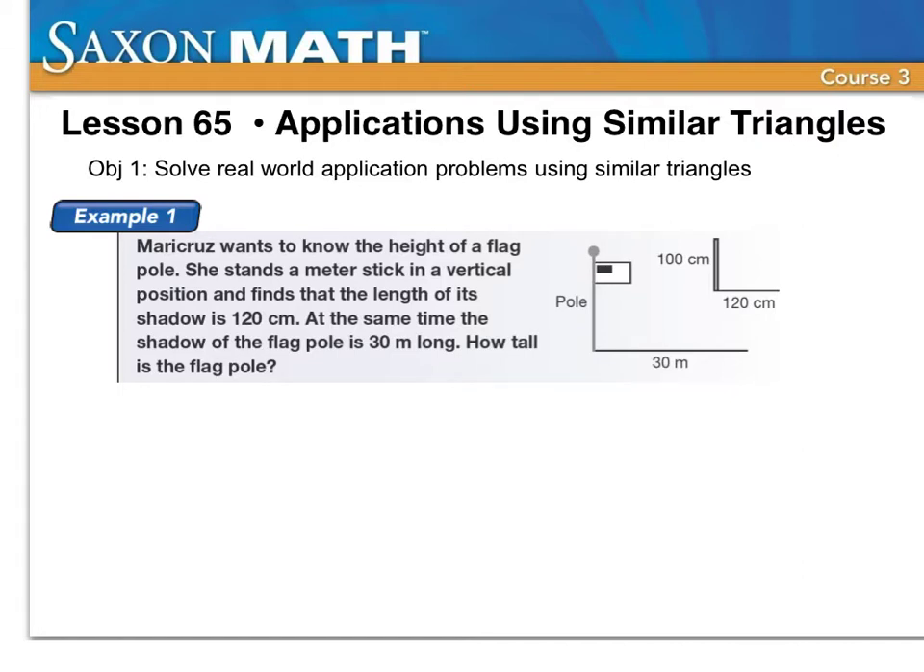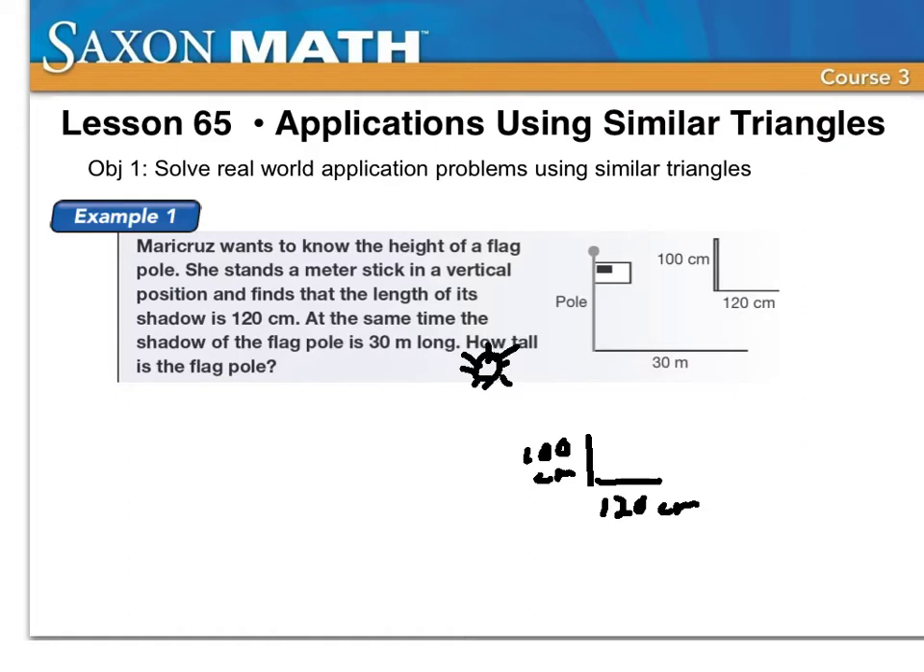Okay, so if we think about this, here's our meter stick, and they change it to 100 centimeters, because that's how much 1 meter is. And the reason they changed it is because the shadow was measured in centimeters. So we want to keep these measurements the same. Alright, so here's our meter stick, and it's 100 centimeters tall. And it's got a shadow that's 120 centimeters. Okay, so we'll pretend like the sun's up here, shining down.